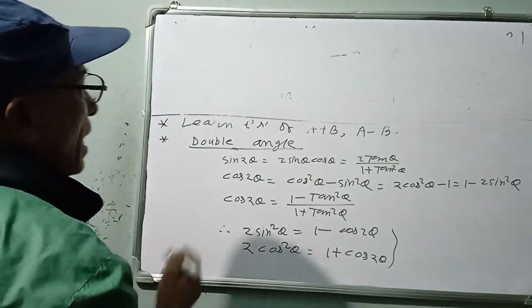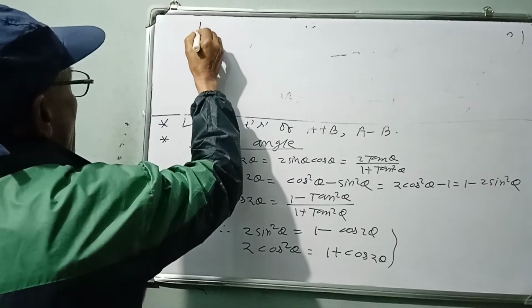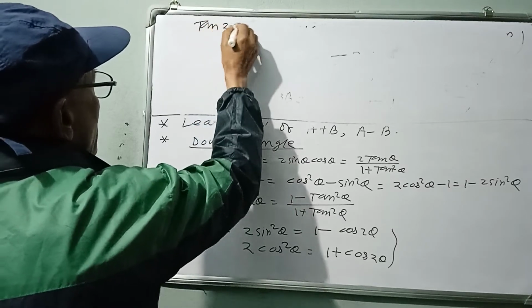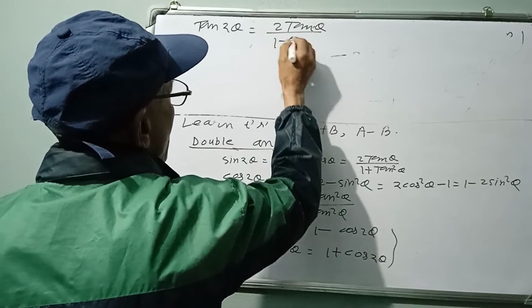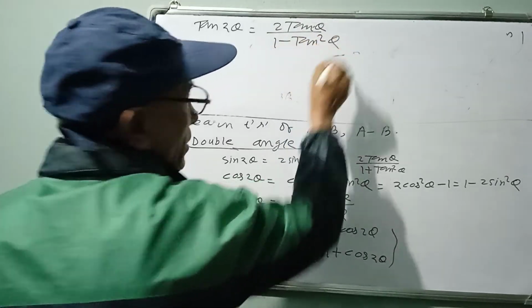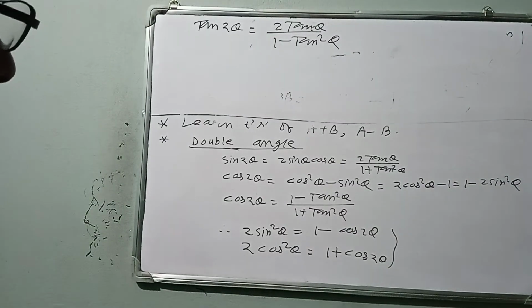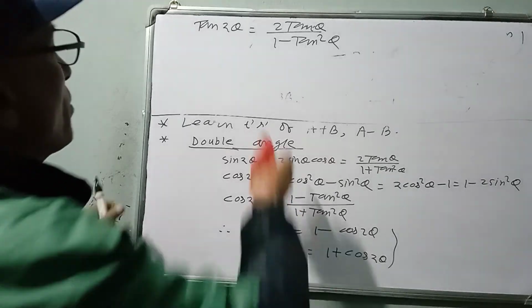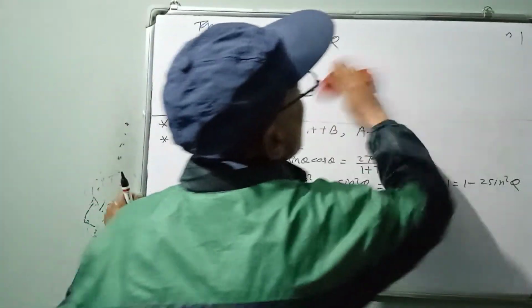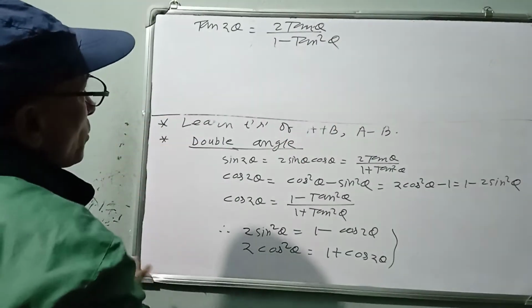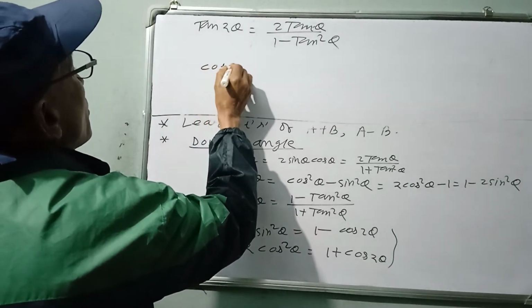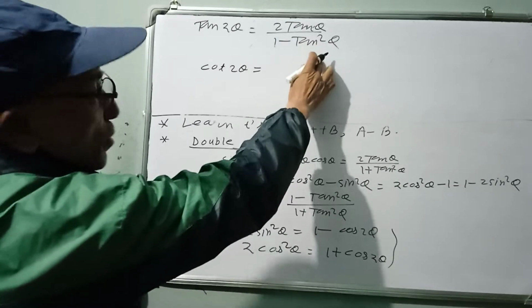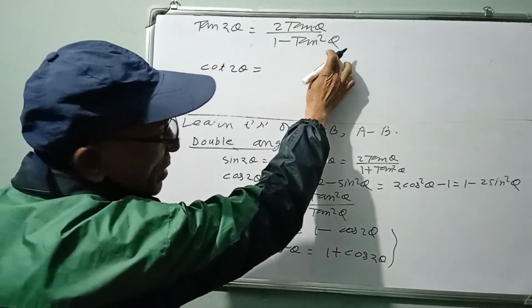Double angle, tan 2 theta and cot 2 theta. Tan twice theta is 2 tan theta by 1 minus tan square theta. Clear? I am dealing with how to prove the formula. Tan 2 theta, 2 tan theta by 1 minus tan square theta. In the same way, cot twice theta, how to remember? 2 tan theta, 1 minus tan square theta.